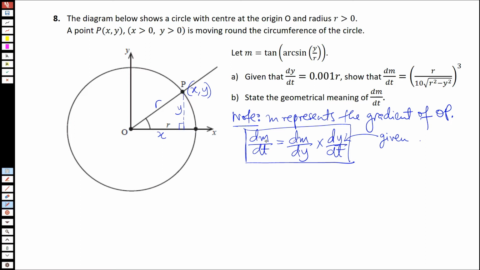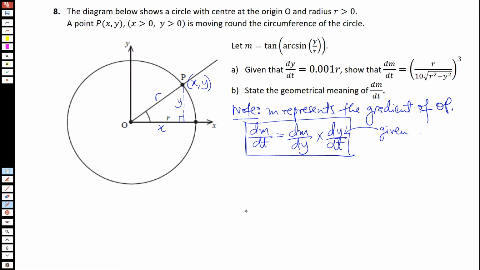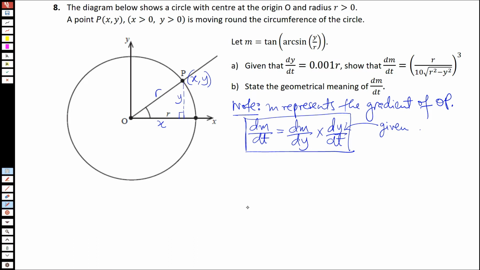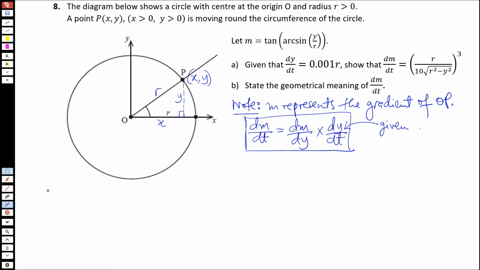Okay, so we can find dm over dy by differentiating this equation implicitly. So by differentiating this equation implicitly, we'll end up with d over dy, because you are differentiating with respect to y, of m will be equal to d over dy of tan of arc sine y over r.